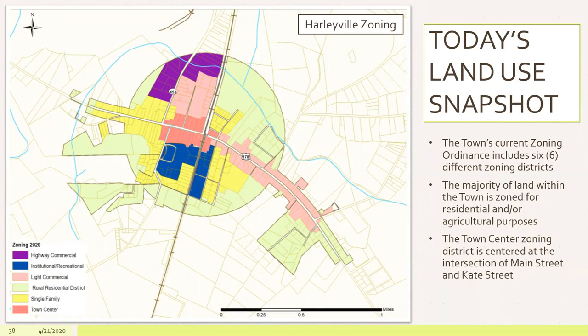And the town center zoning district is centered at the intersection of Main Street and Kate Street, which is that kind of a salmon-y pink right here. This is what we are referring to as our town center zoning district.